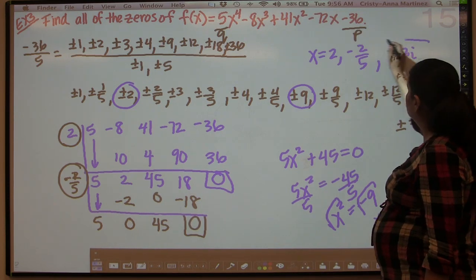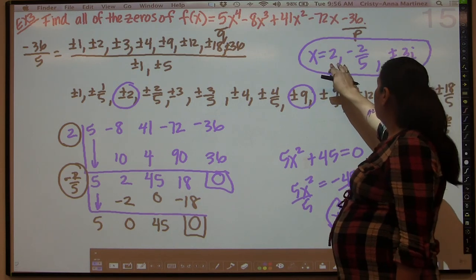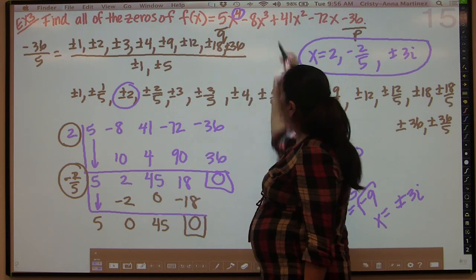So it would make sense that I have 4 zeros, 2 here, 2 there. So that's going to be 4 zeros total. And that makes sense because this is a 4th degree polynomial.